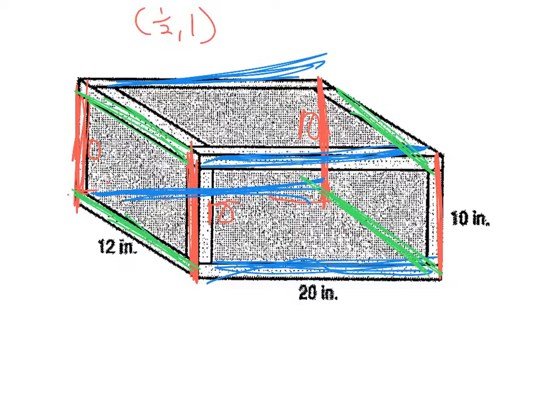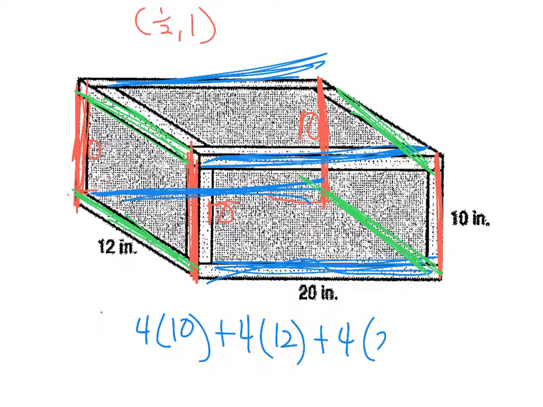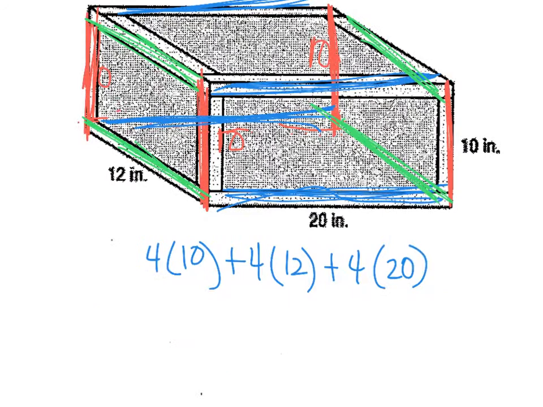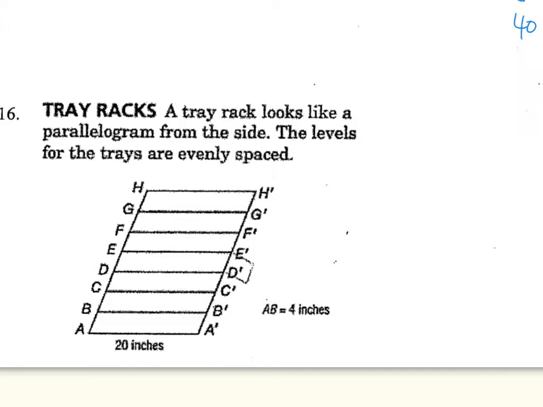So altogether in this problem we'll have 4 of the 10s, 4 of the 12s, and 4 of the 20s. Multiplying that out, I'll have a length of 40 plus 48 plus 80. So that turns out to be 168 inches of tape. This last question turns out to be an incomplete question, so we are done. We end up getting 1.